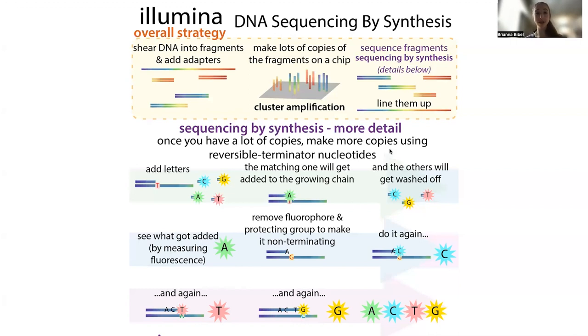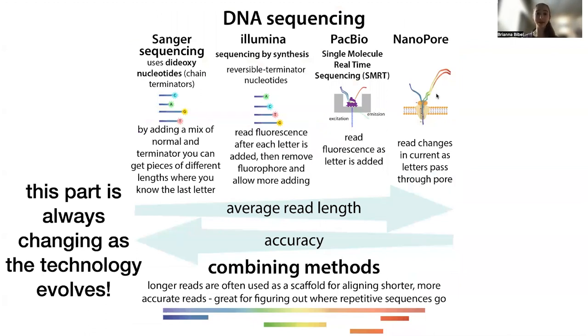Once you get these short reads, you can line them up and find those overlapping regions. This is also where it comes in handy if you have a larger scaffold, something with a longer read, like a nanopore read, say. But that's the basics of Illumina sequencing.